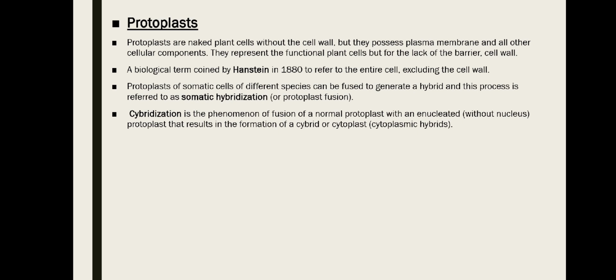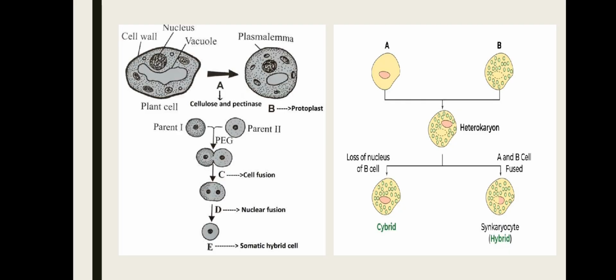If protoplasts from somatic cells of different species are fused to generate a hybrid, this process is referred to as somatic hybridization or protoplast fusion. When protoplast fusion is conducted between two protoplasts where one protoplast lacks a nucleus, it is known as cybridization, in simple terms cytoplasmic hybridization, and the resultants are called cytoplasmic hybrids. Since fusion happens between cytoplasm, these two pictorial representations symbolize somatic hybridization and cybridization.